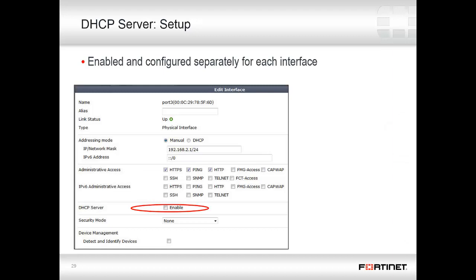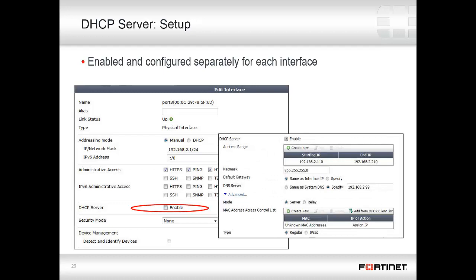A FortiGate unit can be configured to act as a DHCP server. To do this, select the interface and enable a DHCP server on it. Once you enable DHCP on that interface, you can manipulate the settings for it.